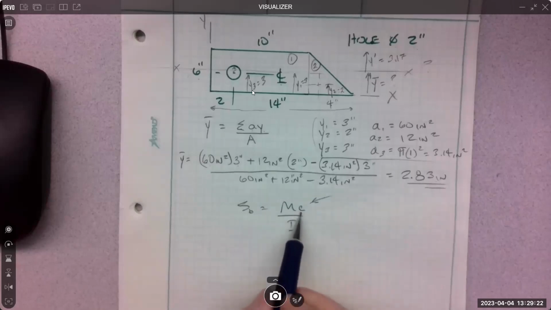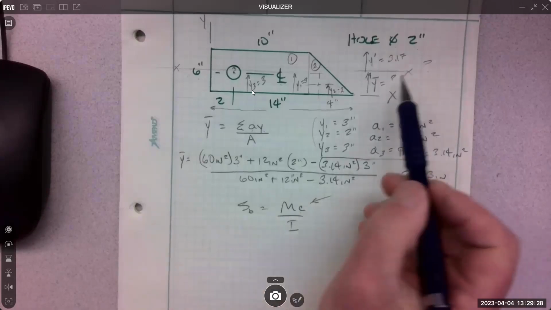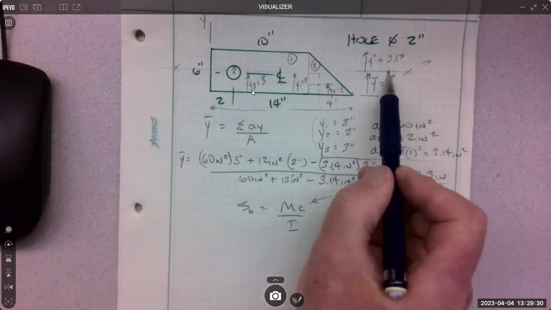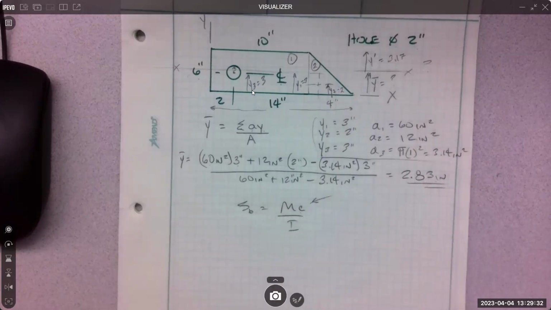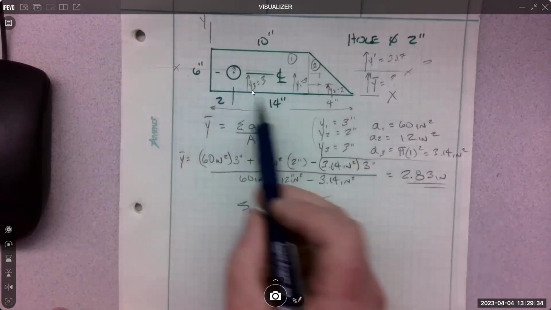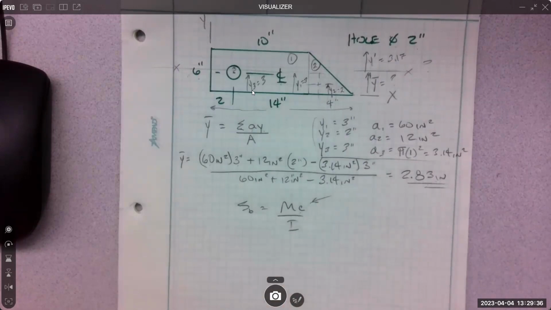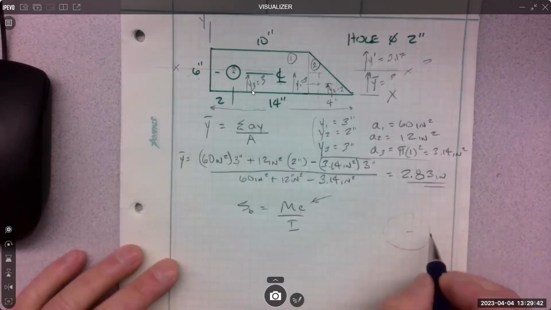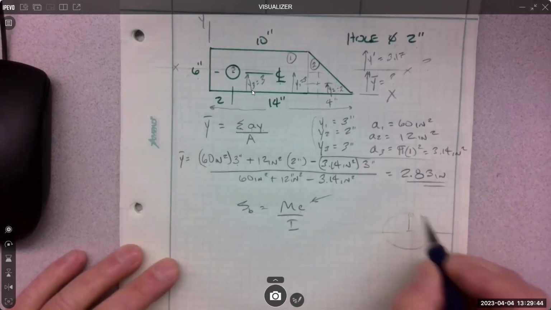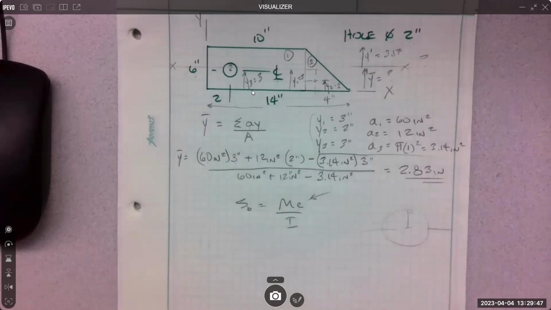So C, we want to use the largest distance from this neutral axis, from this XX axis to the outermost fiber. And it doesn't matter that there's less fibers here, more fibers here. It just matters that it's the outermost fiber, right? If it's a circle that you're working with, then that is the distance to the outermost fiber. It's the radius.